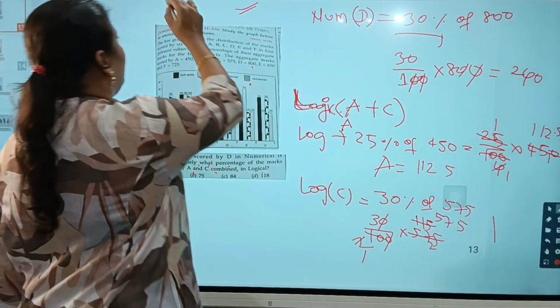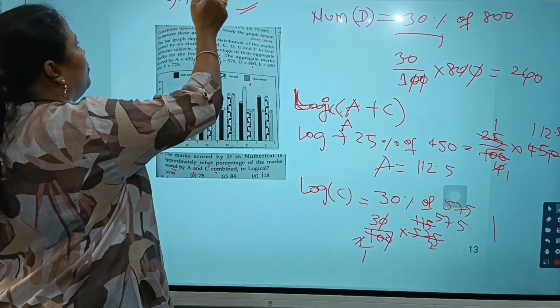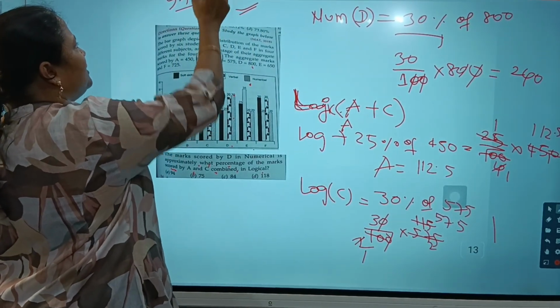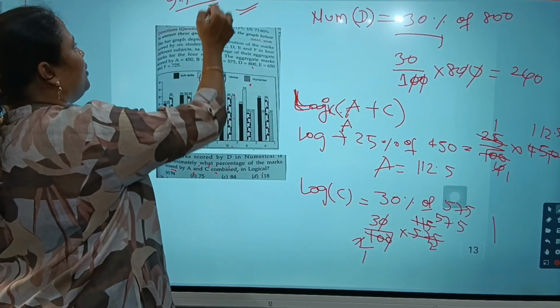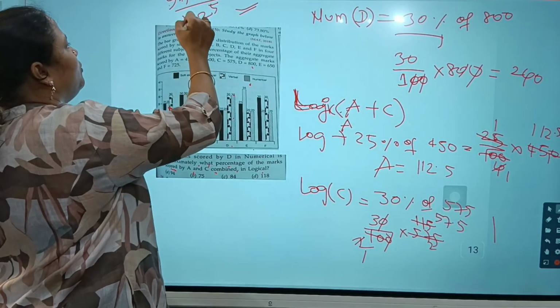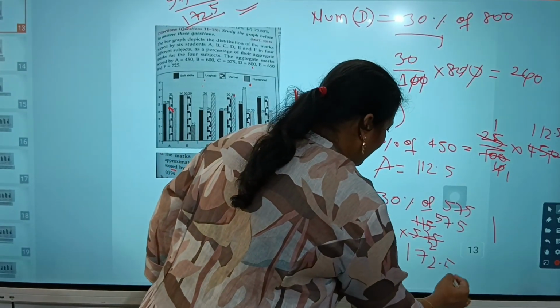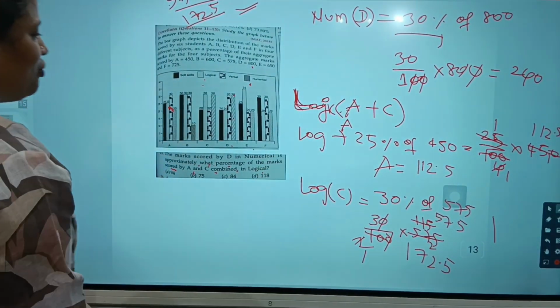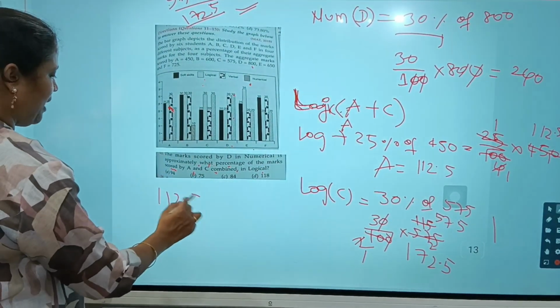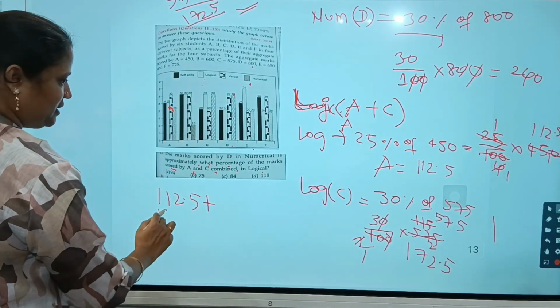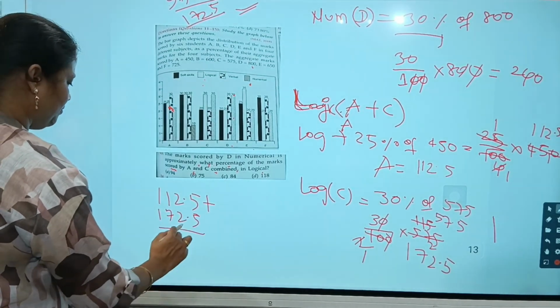57.5 into 3, we have to do now. 3 5s are 15. 3 7s are 21, 22. 3 5s are 15, to 17. 172.5. So these two we have to add now: 112.5 plus 172.5.